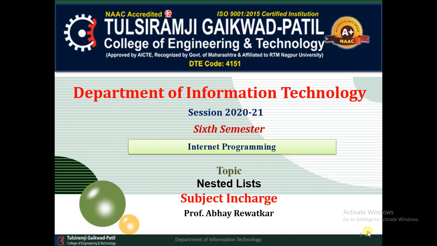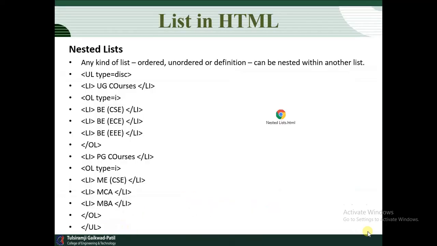Today we are going to discuss what is meant by a nested list. Here you may observe what indicates a nested list. A nested list means we have different types of lists: ordered list, unordered list, and definition list. We can nest it within another list.